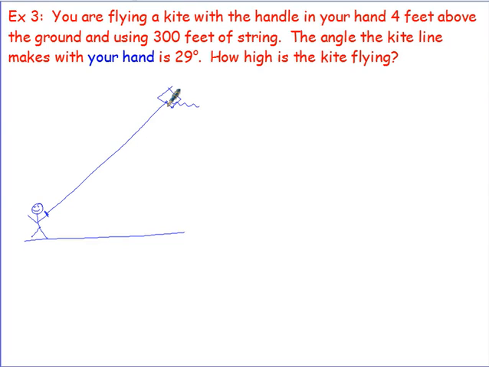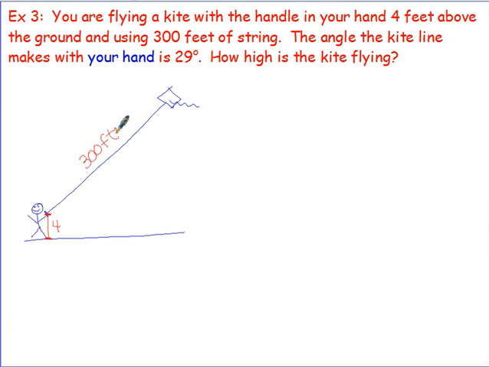Now let's talk about some numbers. First of all, the kite that you're flying, the handle is in your hand. Okay, this is the handle. And it's 4 feet above the ground. So the first thing that we need to do is, from the handle to the ground is 4 feet. Then we also know that you are using 300 feet of string. Well, the string is what's connecting you to the kite. So this is 300 feet.